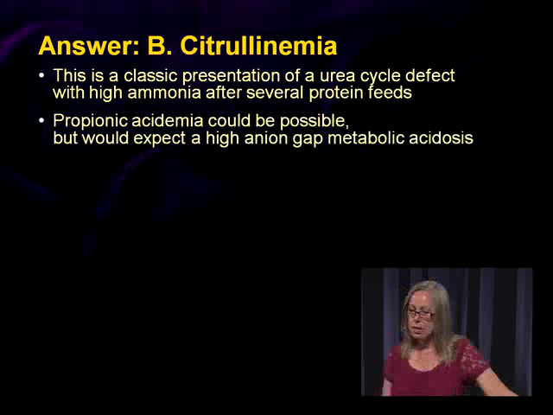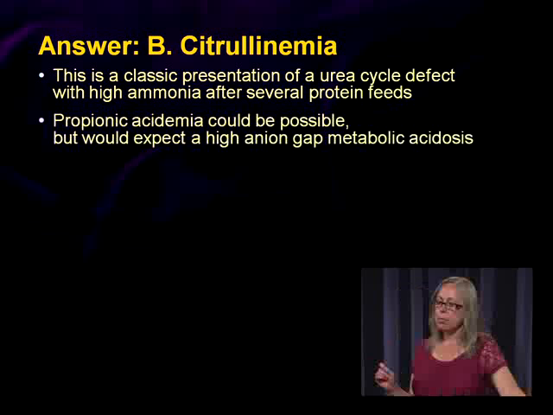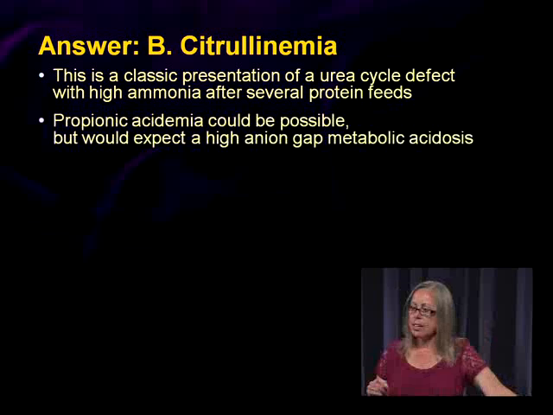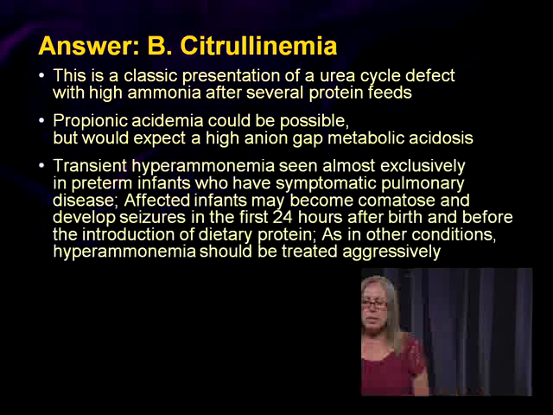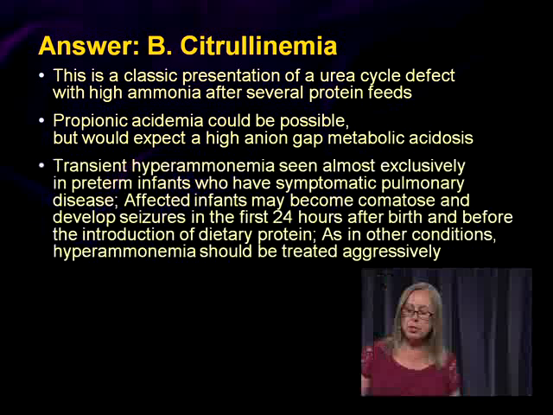Propionic acidemia could be possible, but you would expect a high anion gap metabolic acidosis because you're making an abnormal metabolite. So that base excess is going to go up and you're going to have abnormal keto acids. Transient hyperammonemia is almost exclusively seen in preterm infants who have symptomatic pulmonary disease, and they become comatose and develop seizures in the first 24 hours, even before introduction of dietary protein.